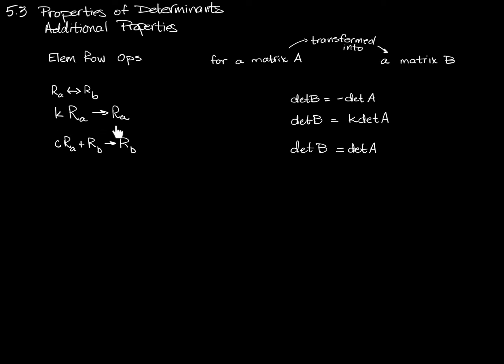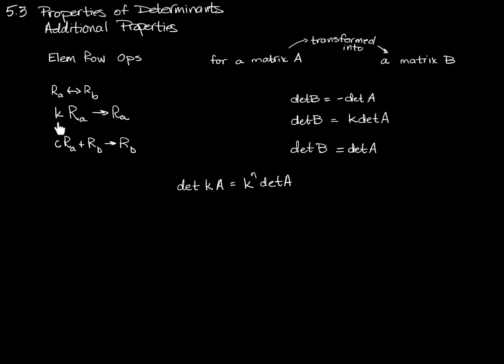I didn't point out in the previous video, on the previous screen, and I probably should have, that it's this property right here that gives us that the determinant of K, some constant, times a matrix is equal to K to the power of n times the determinant of that matrix. And the reason for that is basically this property right here.